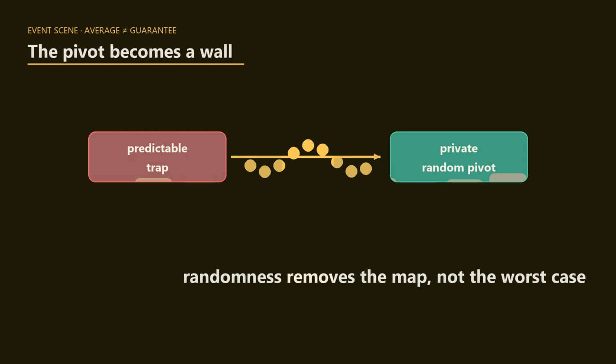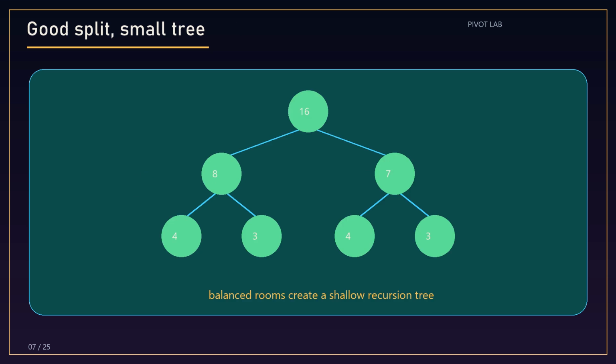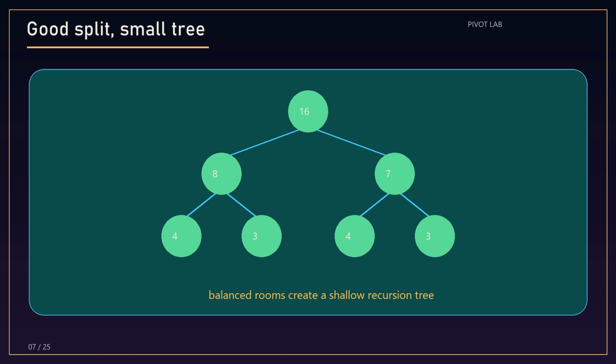Think of the pivot as a temporary wall. It does not solve the whole problem, but it separates the problem into two rooms. Nothing on the left needs to cross to the right later, and nothing on the right belongs on the left. That is the source of Quicksort's power. When the pivot lands near the middle, the two rooms are roughly balanced. The recursion tree stays shallow. Each level still touches most of the items once, but there are only about log n levels. That is the healthy n log n shape we want.